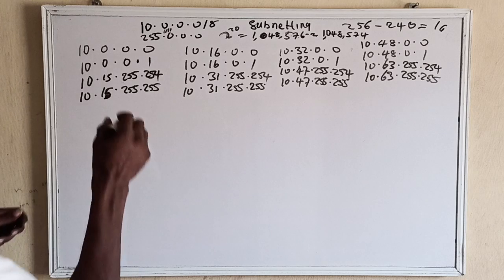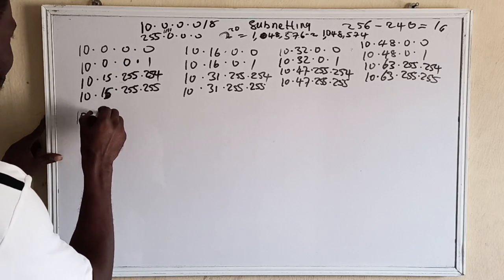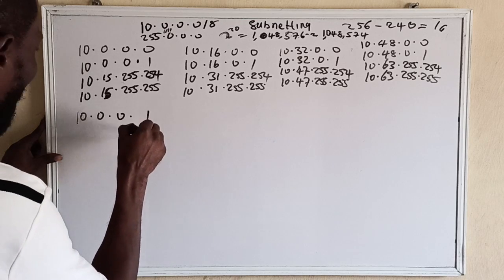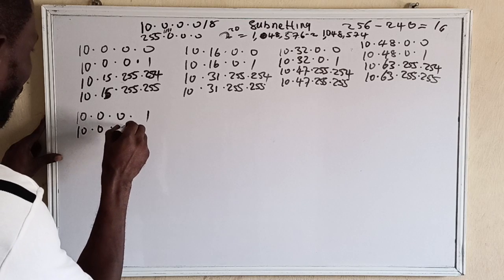Let me clarify here. This is 10.0.0.1, and the second IP address here is 10.0.0.2.